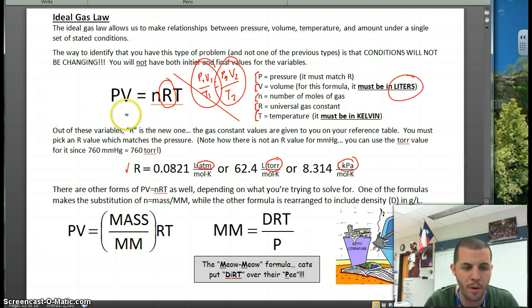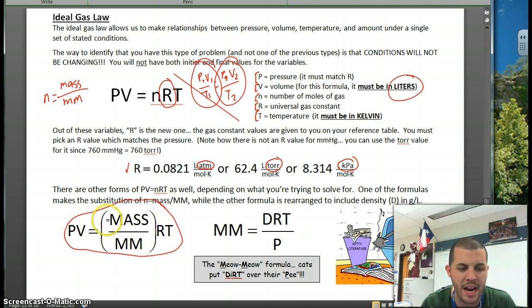Now, also, we remember from previous units that n, our number of moles, equals mass over molar mass. So occasionally you're going to see this expanded. You're going to see PV equals nRT expanded to PV equals mass over molar mass times RT.